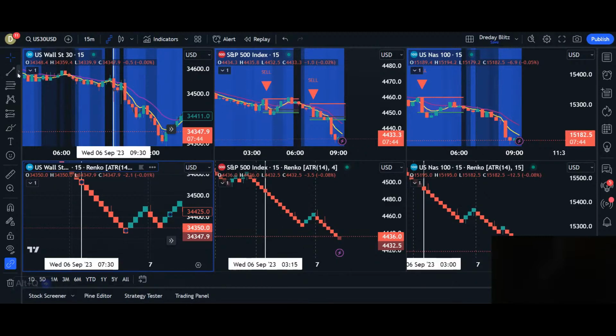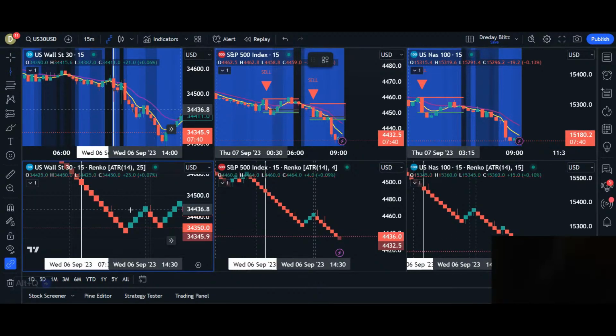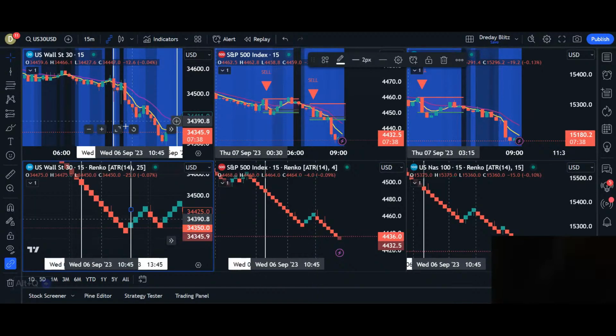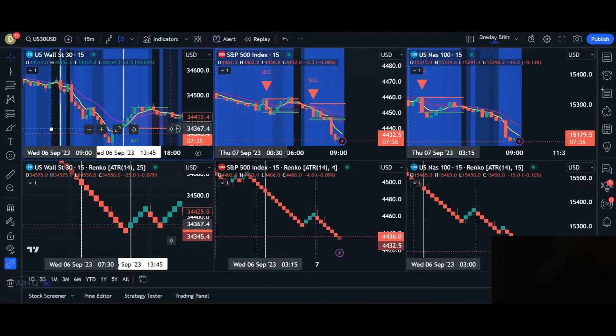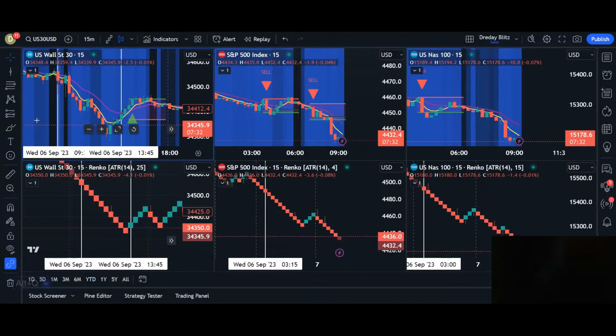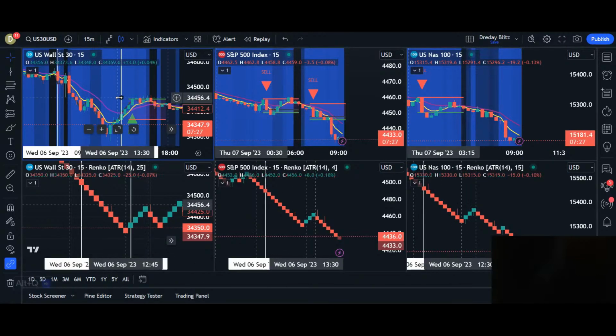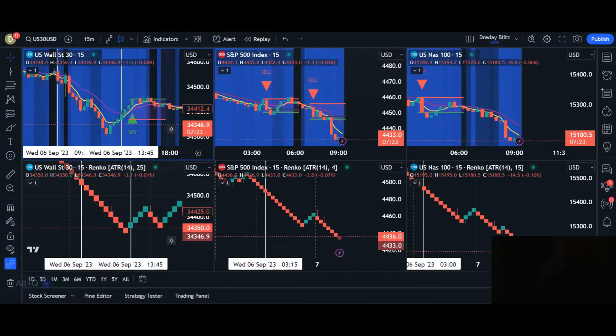So what I do is I put a vertical line and plot it here. As you can see, we would be in the trade from that point until this point. Most of the people that were on the live yesterday were in profit with that setup. It's really simple. It's really the way that we trade.